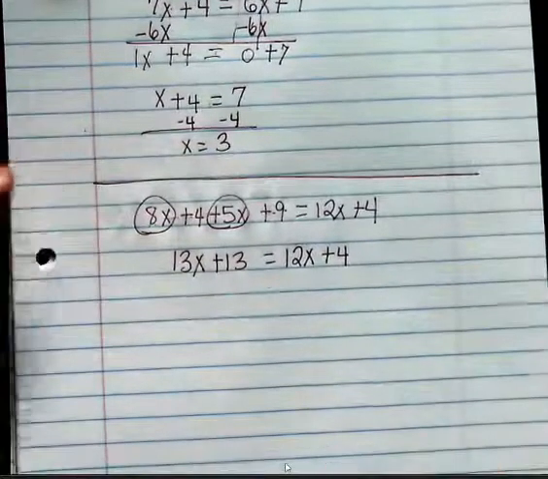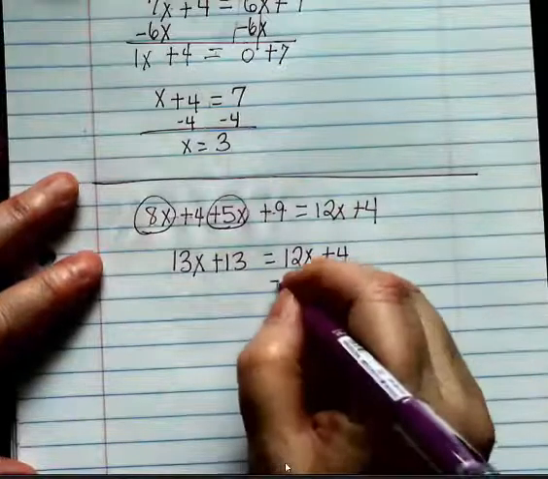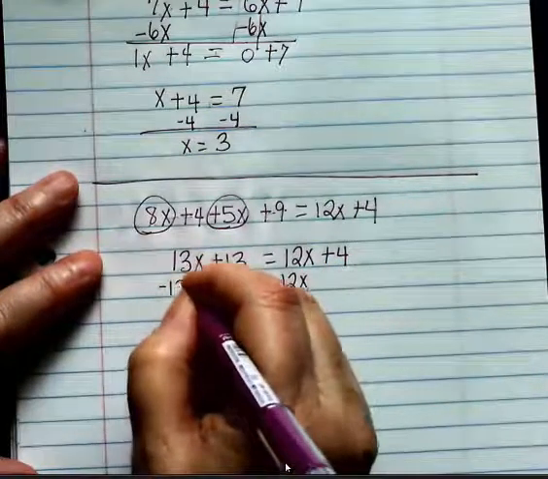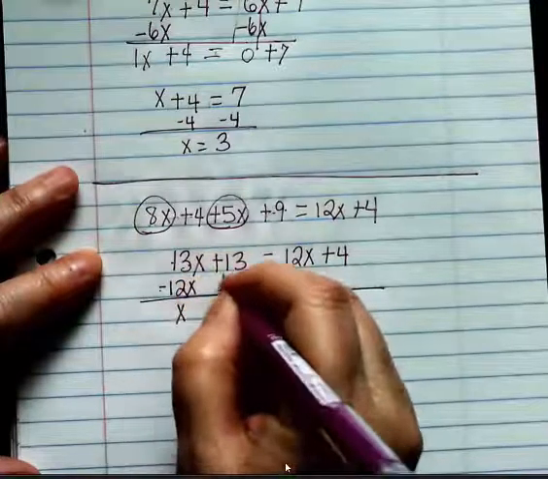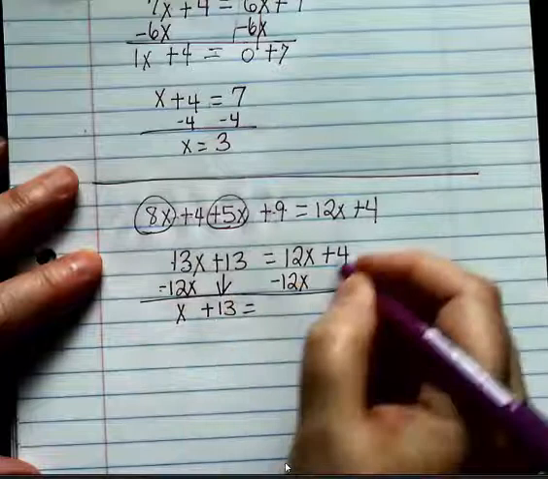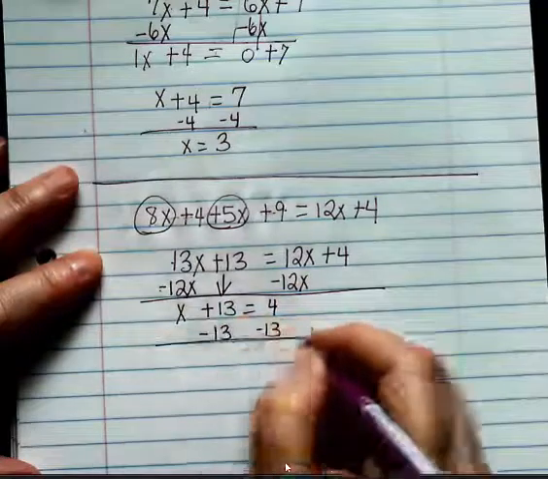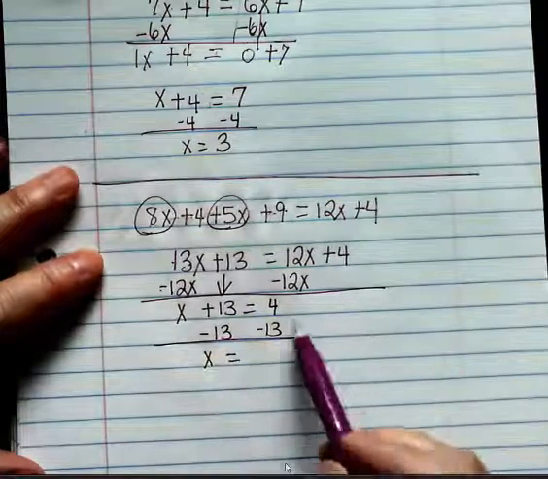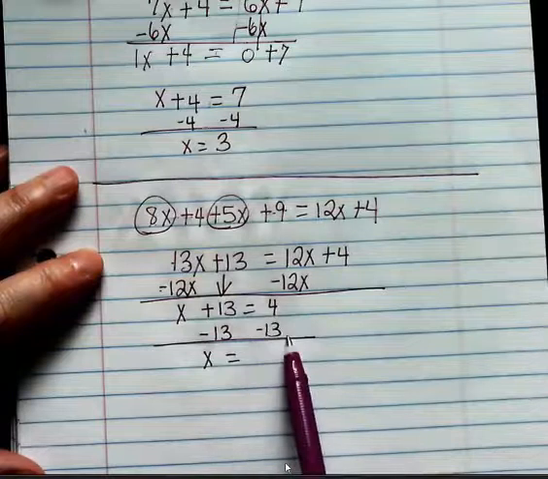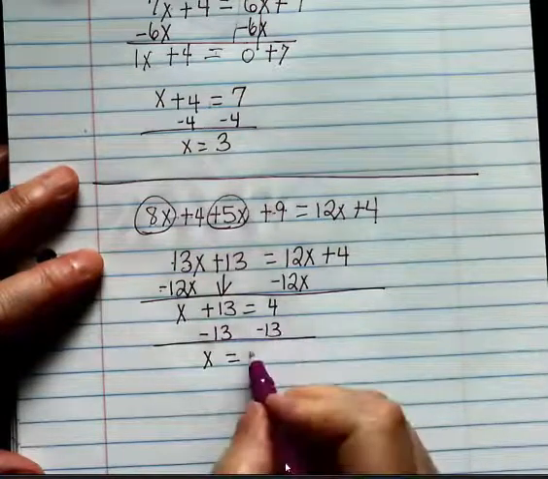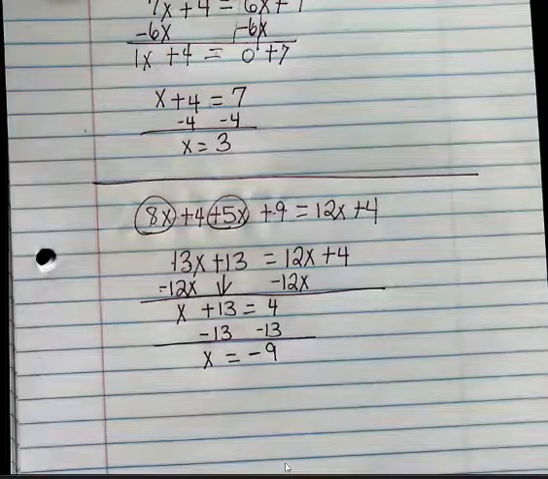And now I can solve it like a normal equation. My smallest variable is 12x. So I'm going to subtract 12x from both sides. 13 minus 12 is 1x. Plus 13 equals 4. Now I subtract 13 from both sides. And x equals... Now, what I'm doing over here is I'm combining these. 4 and negative 13. Who's going to win the fight? Negatives. By how much? 9. So my answer is negative 9.